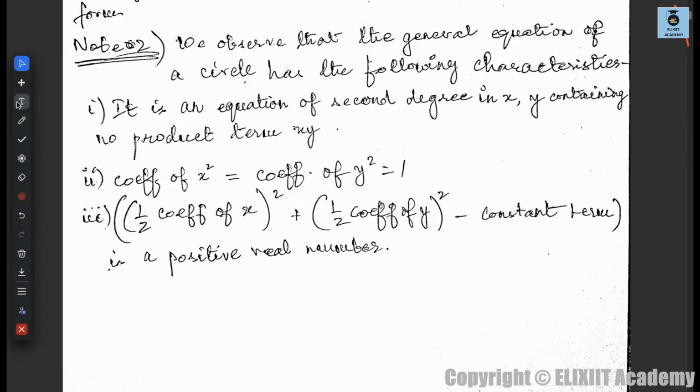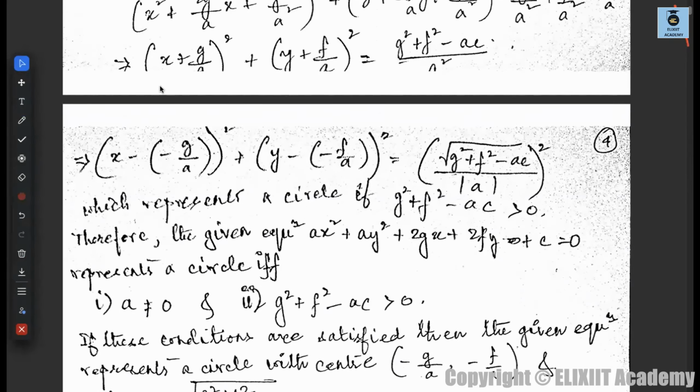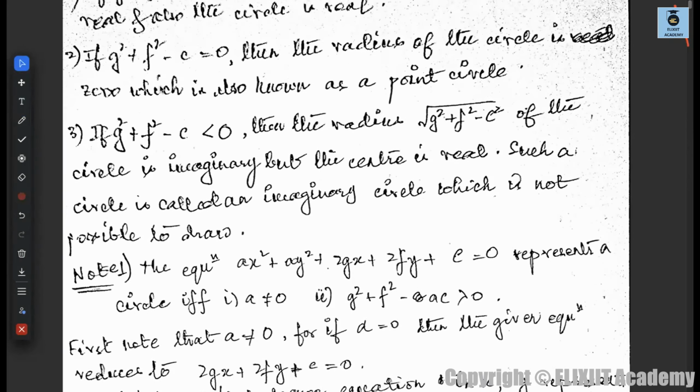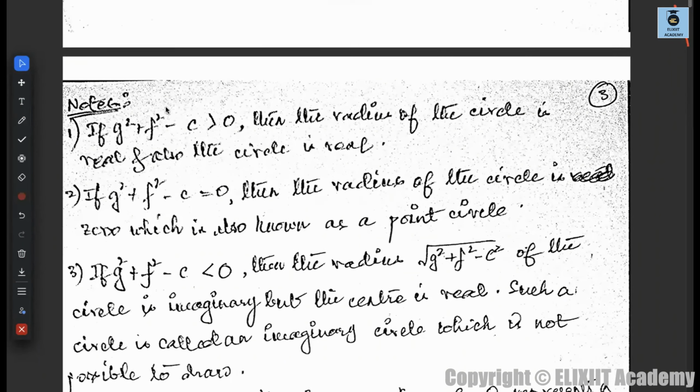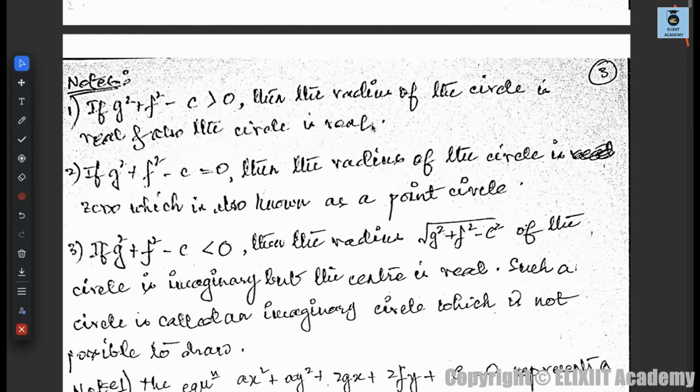Chalo, next. Acha, there are a few points over here I was seeing. Do take this point also. Take down in short. If g square plus f square minus c is greater than 0, then the radius of the circle is real and also the circle is real. Simply write down: if g square plus f square minus c is greater than 0, then the circle is a real circle.